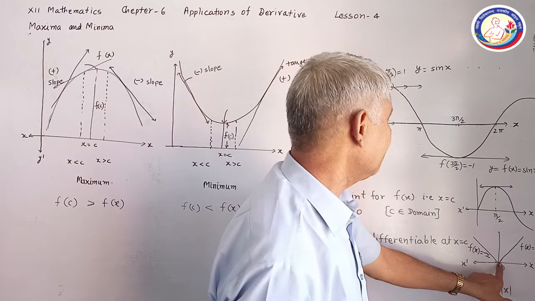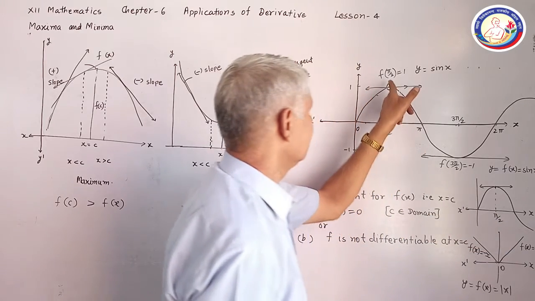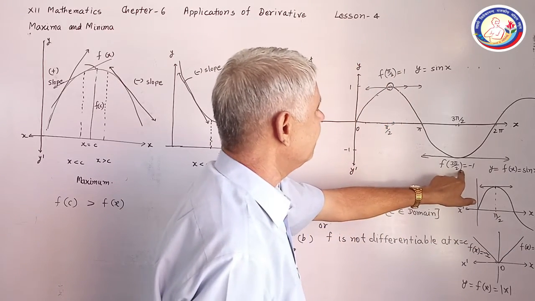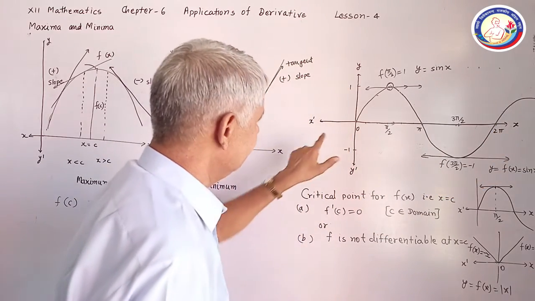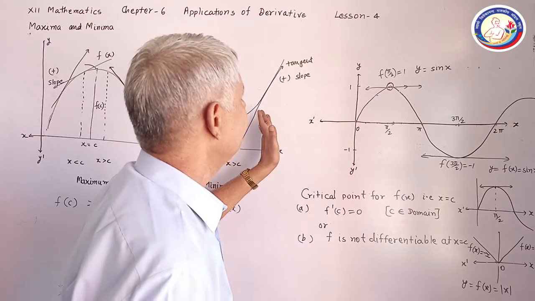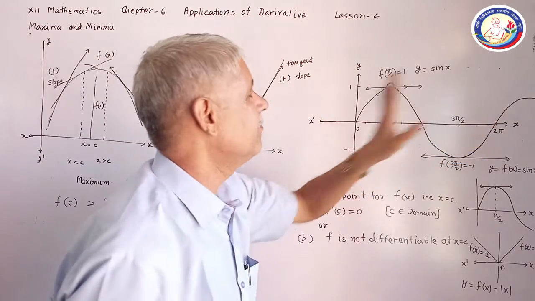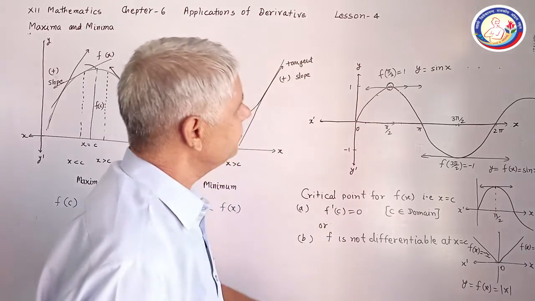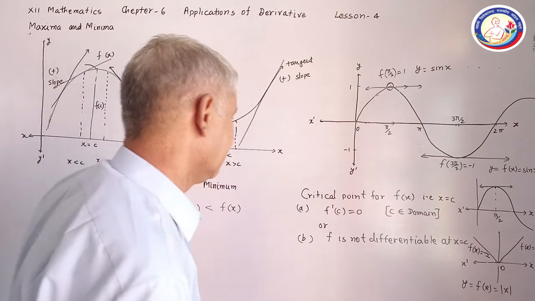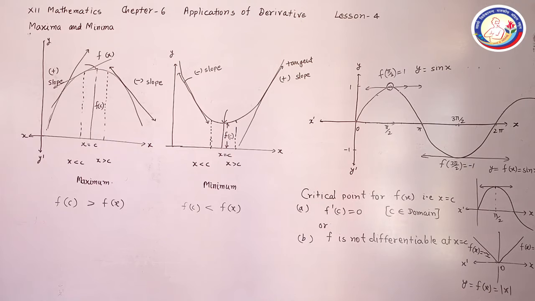Here x equal to 0 is a critical point for the sine function, and also pi by 2, 3 pi by 2, similarly 5 pi by 2, 7 pi by 2, and before this minus pi by 2, minus 3 pi by 2. These are all critical points where the nature of the function changes from increasing to decreasing or decreasing to increasing. How can we find the points of maxima and minima, and in this way the minimum and maximum value of a function?